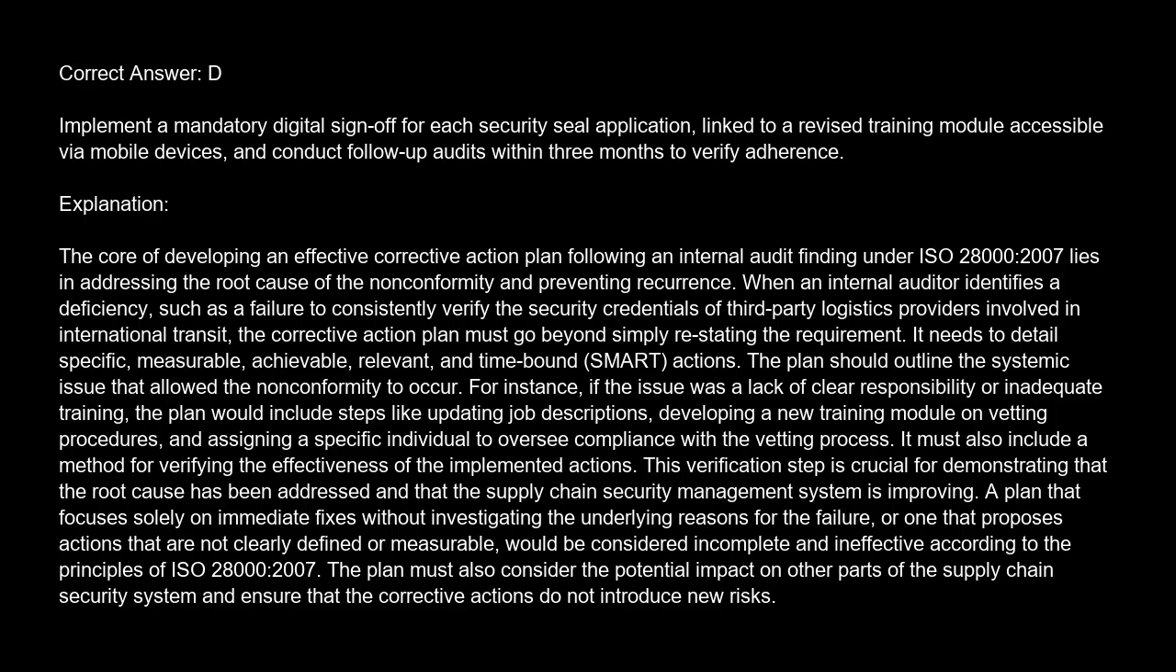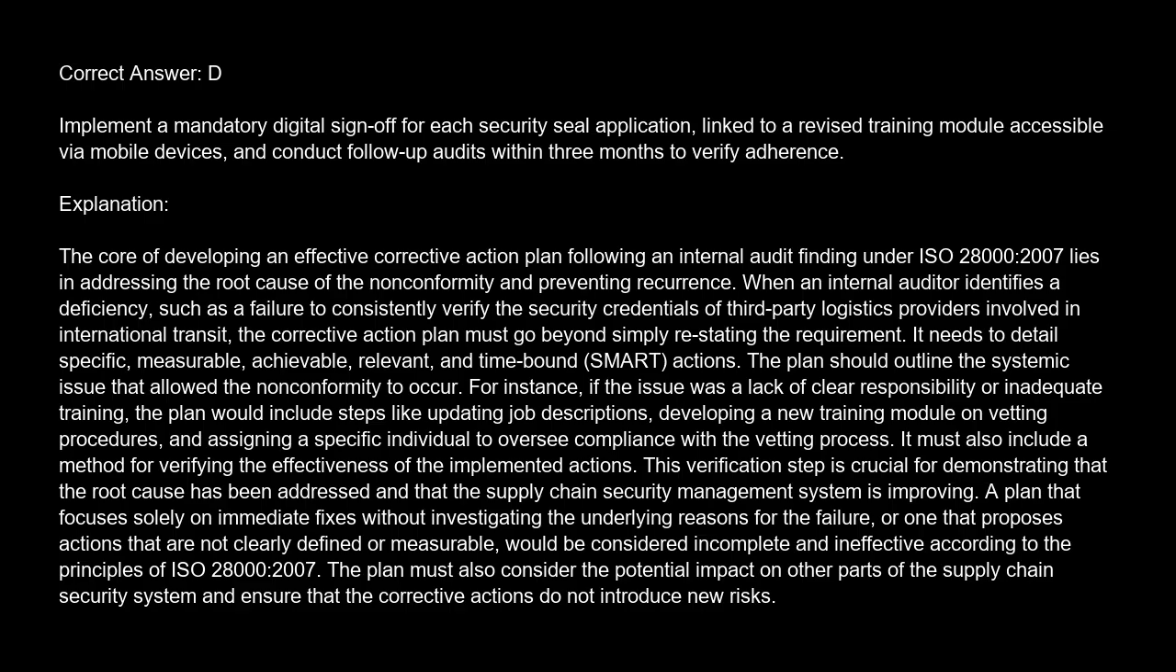When an internal auditor identifies a deficiency, such as a failure to consistently verify the security credentials of third-party logistics providers involved in international transit, the corrective action plan must go beyond simply restating the requirement. It needs to detail specific, measurable, achievable, relevant, and time-bound, SMART actions. The plan should outline the systemic issue that allowed the nonconformity to occur.